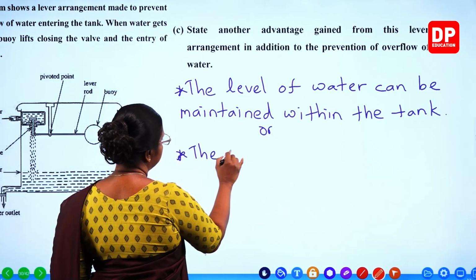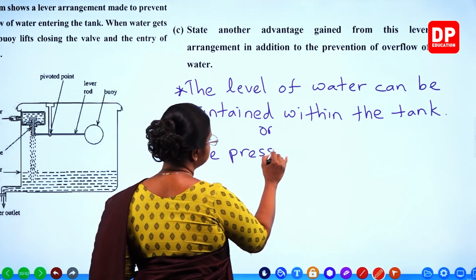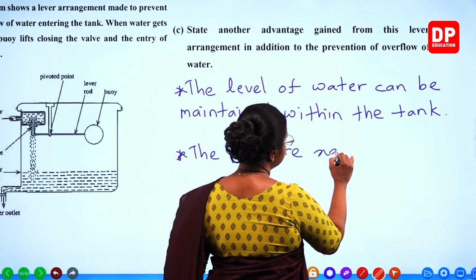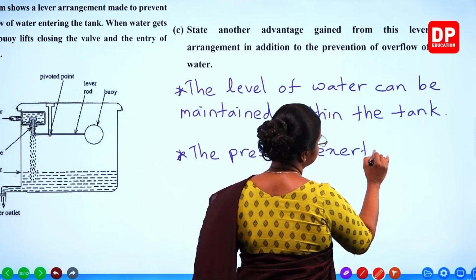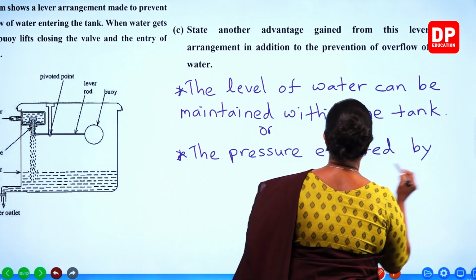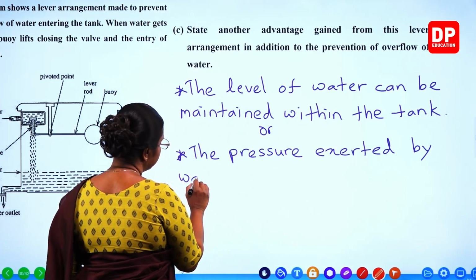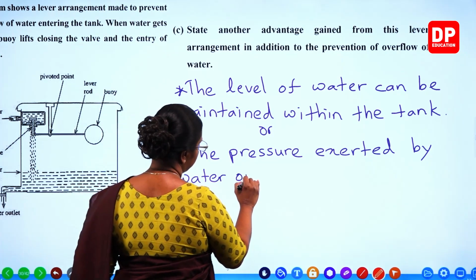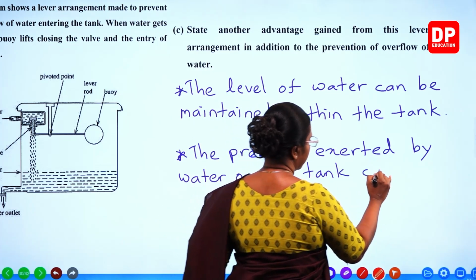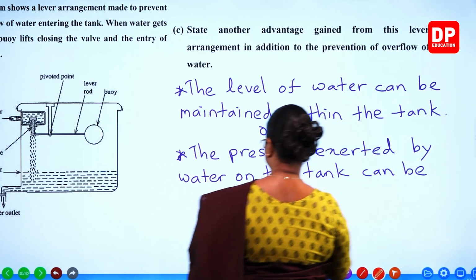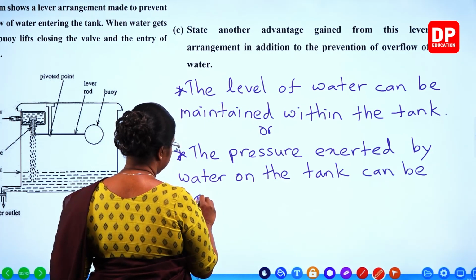The pressure exerted by water on the tank can be maintained.